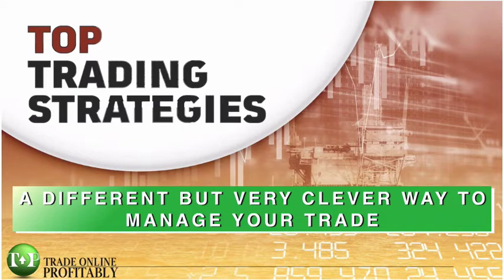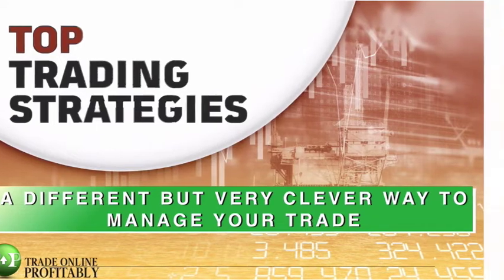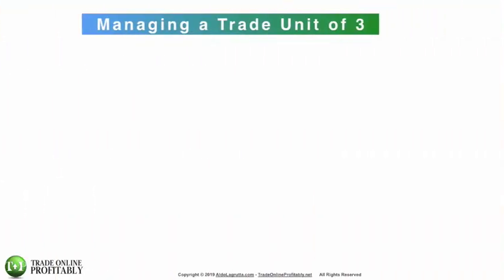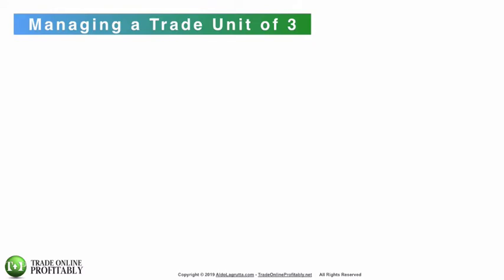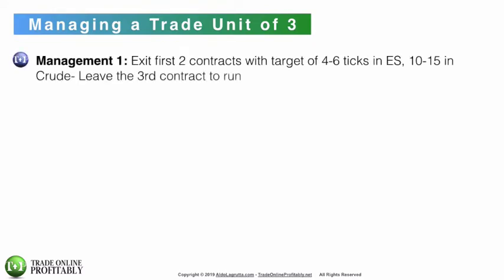I think this technique can help you to learn to manage your trades in a better way and expand your horizons with the DFTS application. In the past few top trades of the week, I have shown you different ways to manage your trades while using a trade unit of 3 contracts. In one trade, I showed you how I exited 2 contracts with the first target of 4 to 6 ticks in the ES and 10 to 15 ticks in crude. We do that to guarantee profits and reduce risk quickly while keeping a runner running.